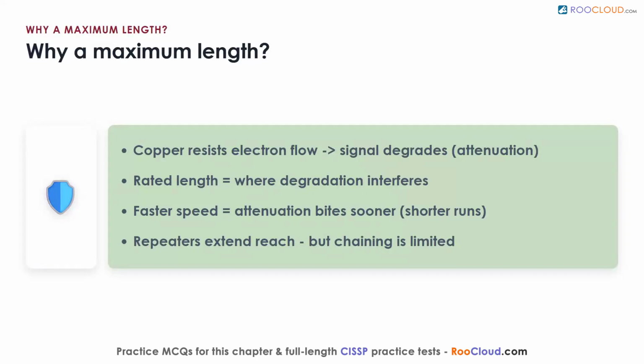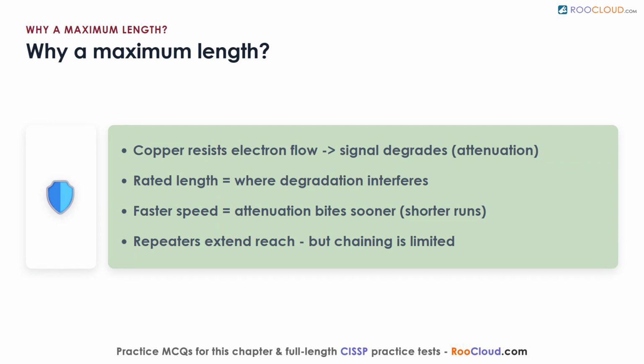Why does a cable have a maximum length at all? Because the metal fights the signal. Copper is a fine, affordable conductor, but it still resists the flow of electrons, and that resistance degrades the signal over distance, the attenuation we met earlier. Each cable's rated length marks where that degradation starts to interfere with clean transmission. Push past it and you get more errors and retransmissions. And the faster the speed, the sooner attenuation bites, so shorter runs suit higher speeds.